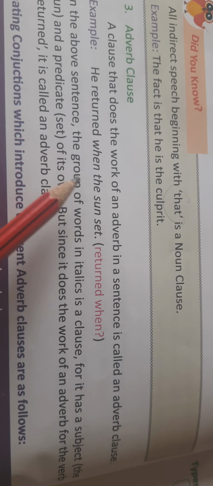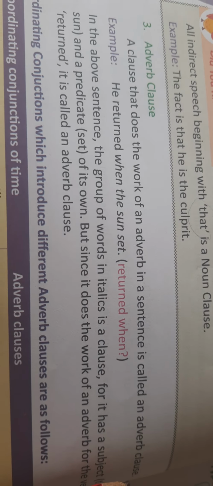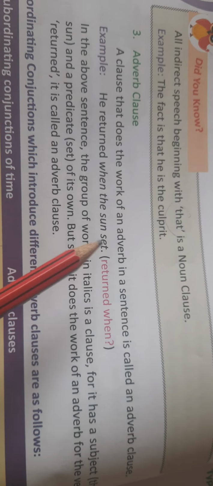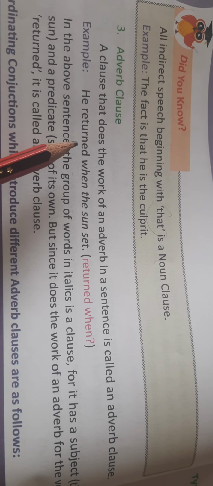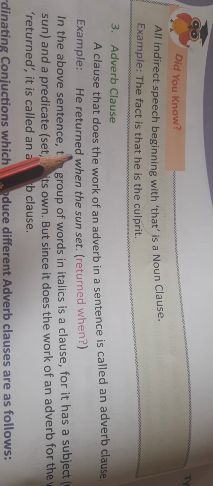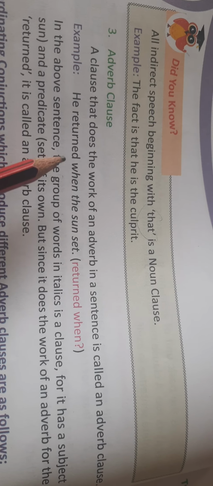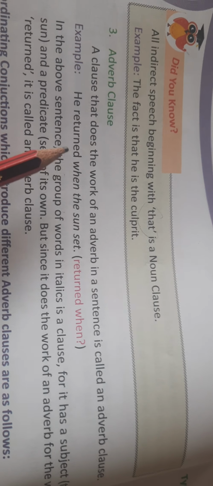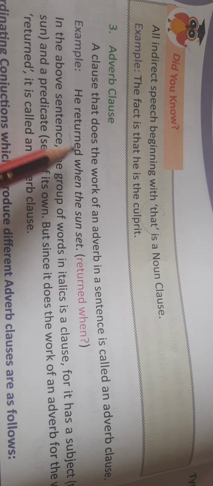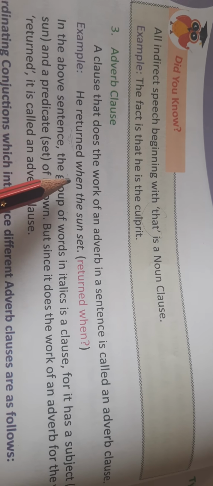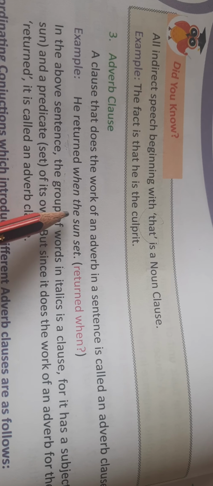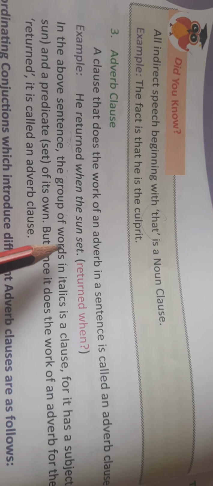Now last is the adverb clause. A clause that does the work of an adverb in a sentence is called an adverb clause. So, he returned when the sun set. So when the sun set, what does the work of an adverb in a sentence? An adverb tells us more about a verb, an adjective or an adverb itself. So here returned is a verb. This group of words tells us more about his returning, this verb: when the sun set. So here when the sun set is an adverb clause.